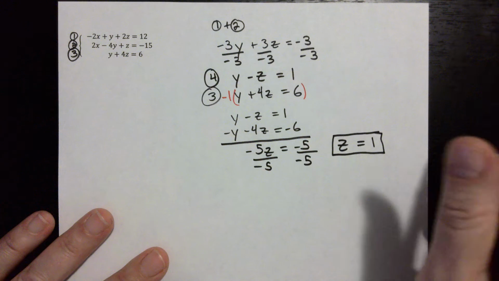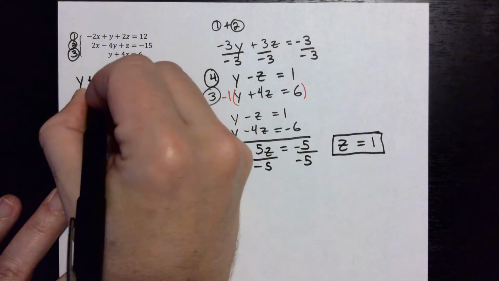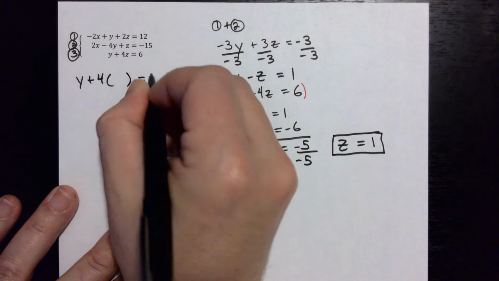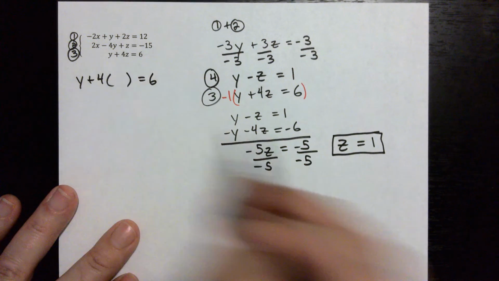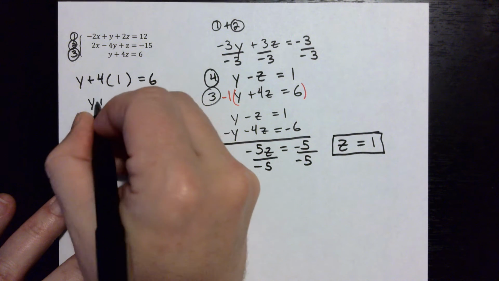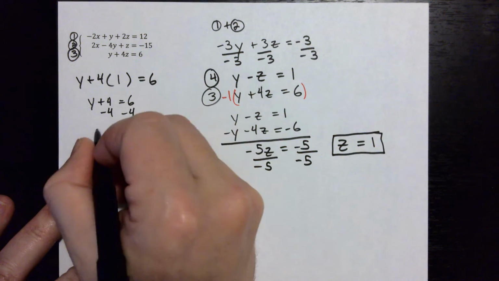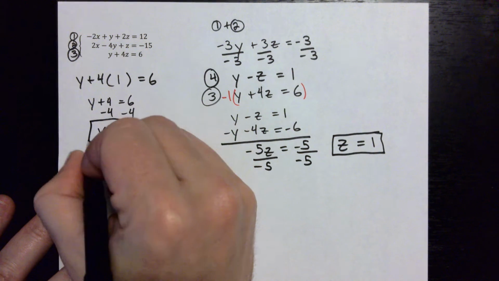Okay, now that I know z is equal to 1, I can use equation number 3 here that says y plus 4z equals 6, but instead of a z, I'm going to write what I found z to be, which is 1. So y plus 4 equals 6, subtract the 4, and I get y is equal to 2.